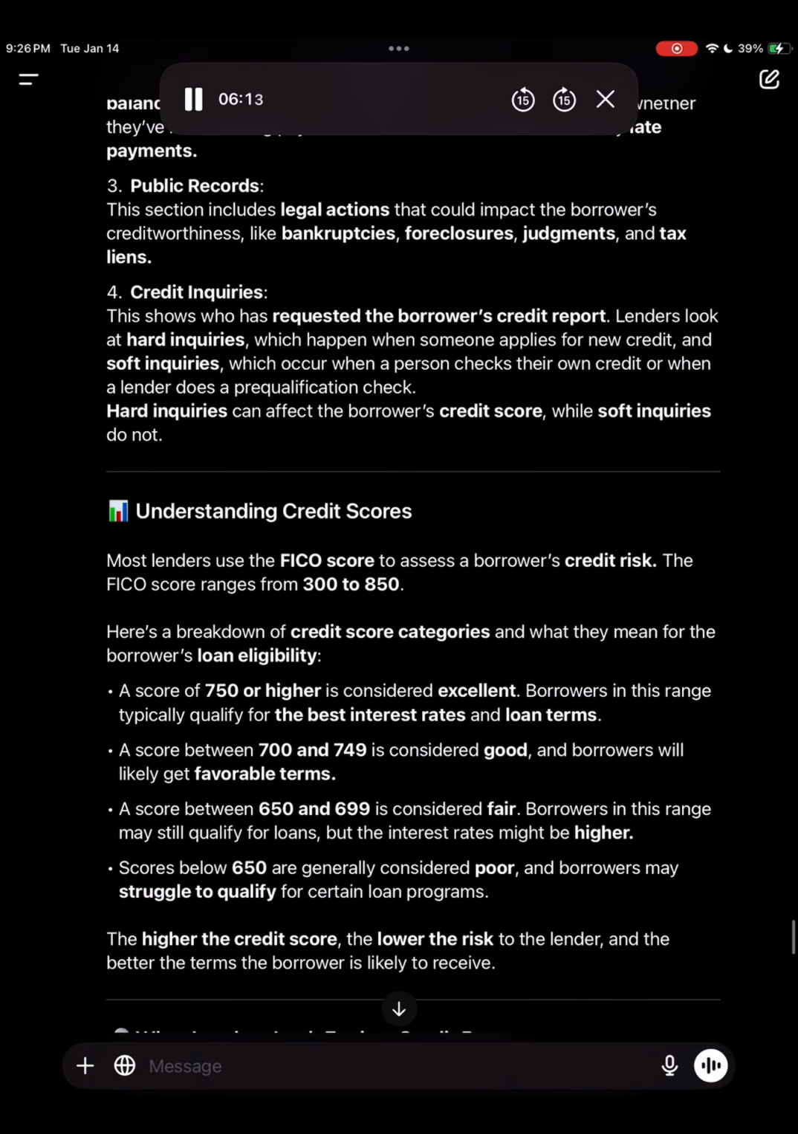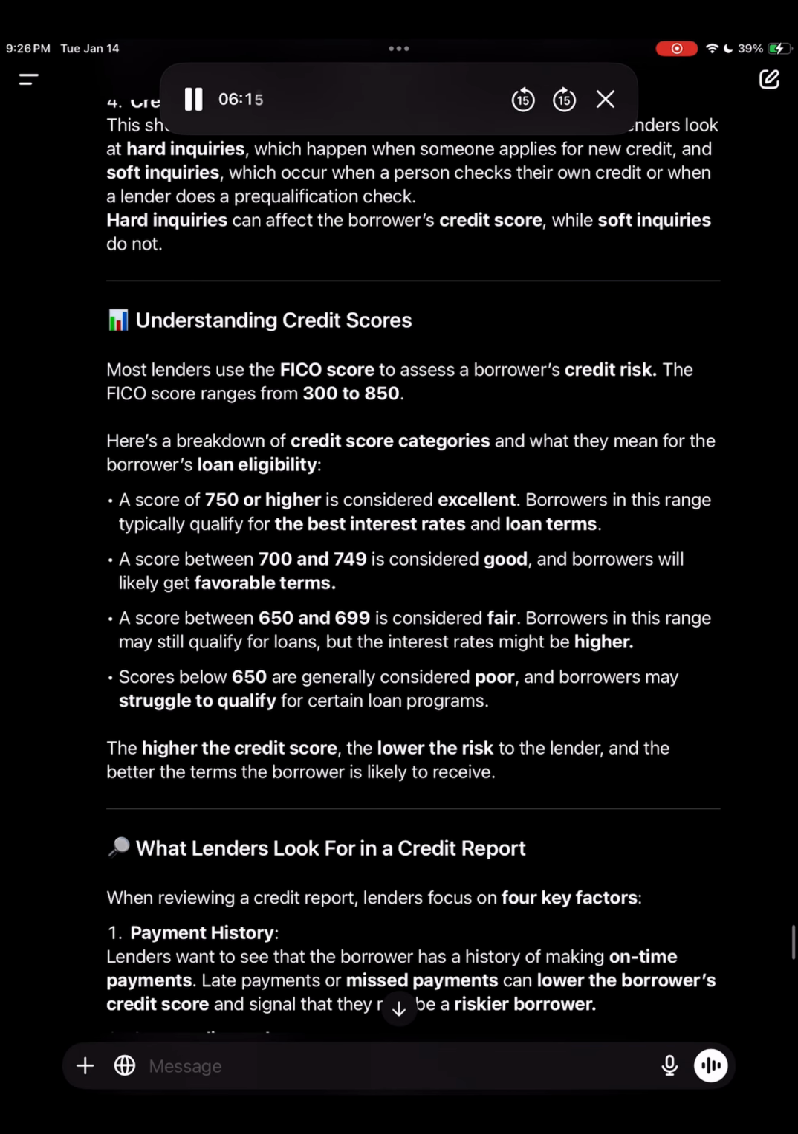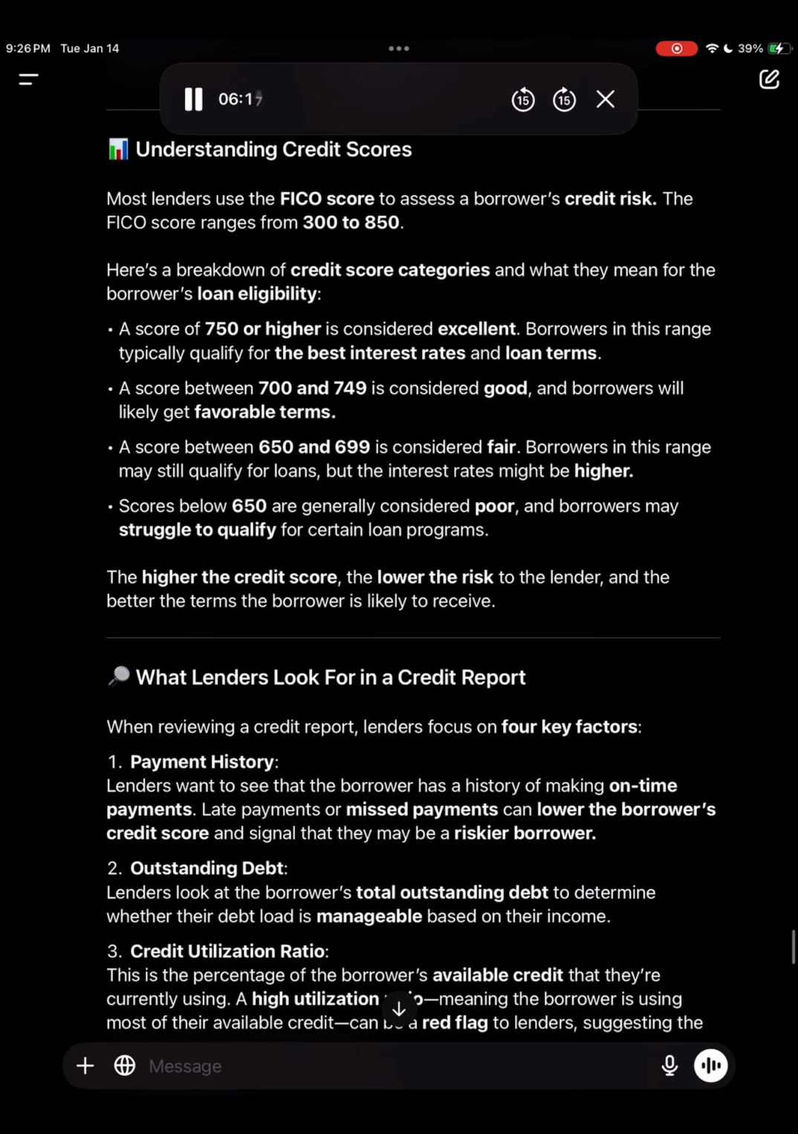Understanding credit scores. Most lenders use the FICO score to assess a borrower's credit risk. The FICO score ranges from 300 to 850. Here's a breakdown of credit score categories and what they mean for the borrower's loan eligibility. A score of 750 or higher is considered excellent. Borrowers in this range typically qualify for the best interest rates and loan terms.